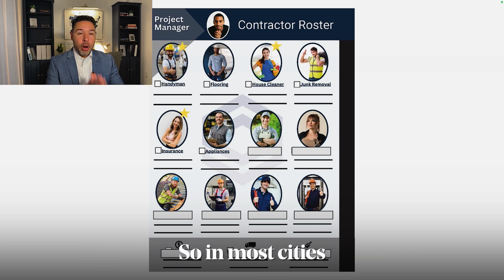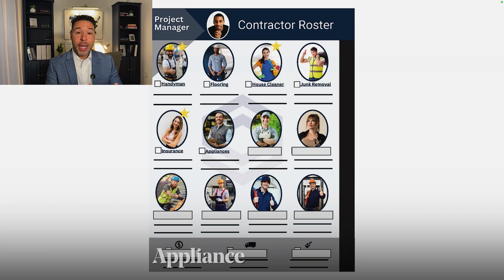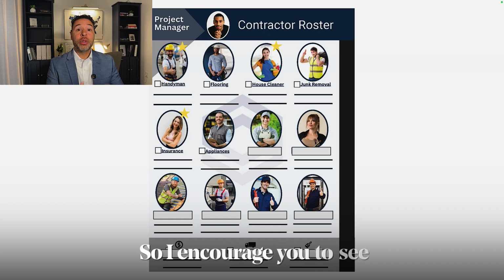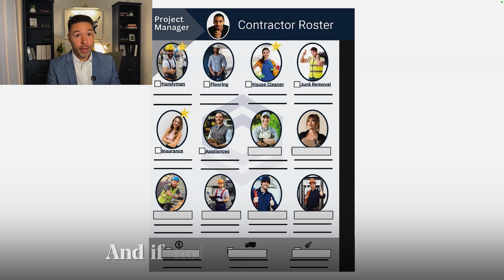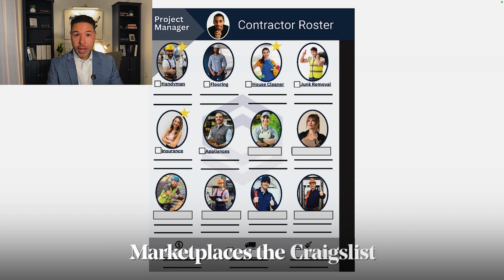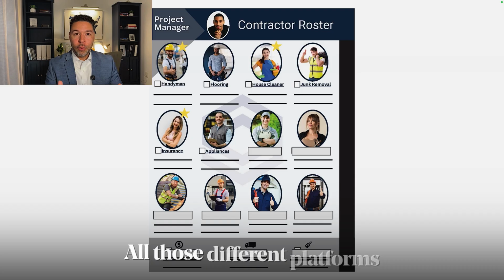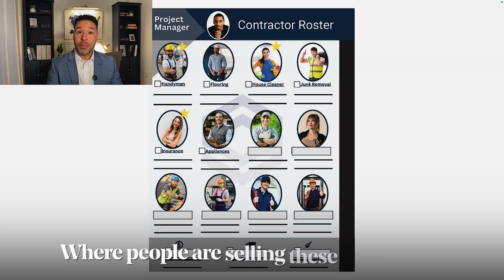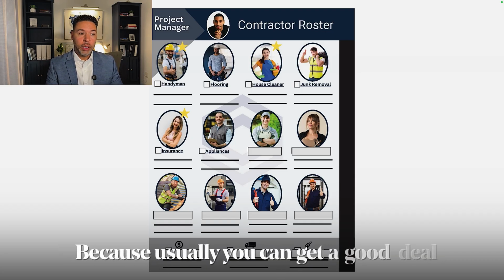So in most cities, there's a good used appliance outlet store. So I encourage you to see if you have one in your local area. And if not, I highly encourage you to hit the Facebook marketplaces, the Craigslist, all those different platforms that are out there where people are selling these themselves, because usually you can get a good deal.